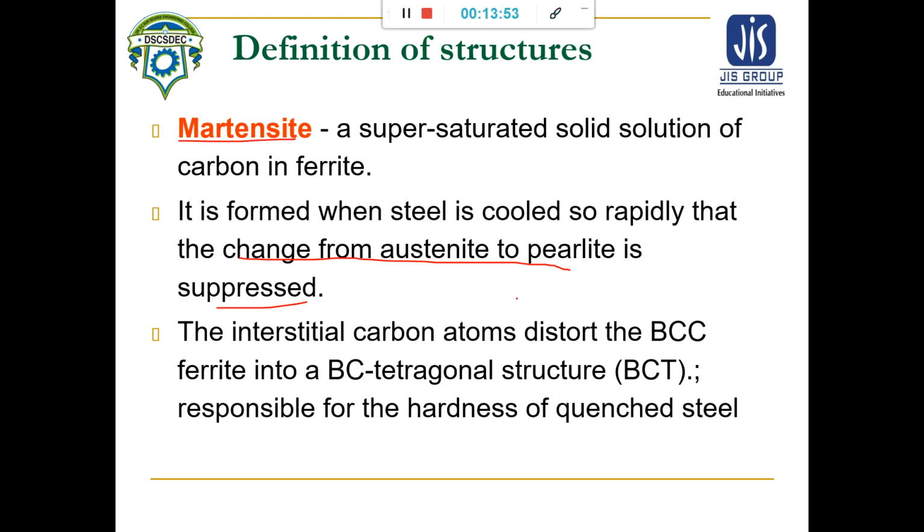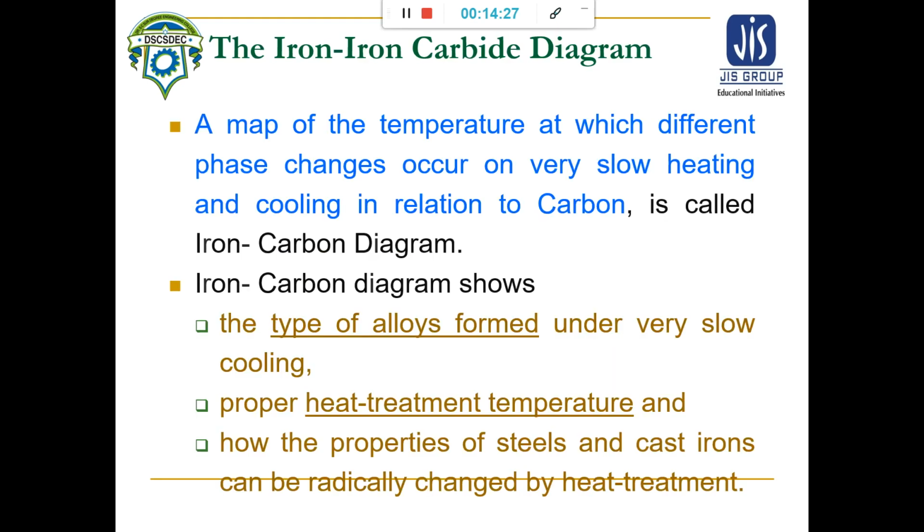Martensite is a structure in which interstitial carbon atoms distort the BCC ferrite into a BC tetragonal structure, or BCT structure, which is responsible for quenched steel. That means by making martensite, we can achieve higher hardness very quickly. So this is how it can be made: martensite can be made by cooling steel so rapidly.